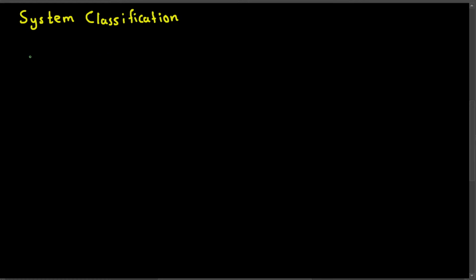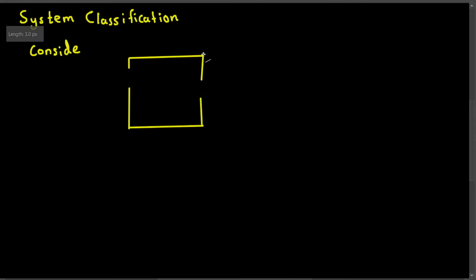System classification. Now let's look at a circuit with a capacitor. This is a simple circuit with a current flowing. Here the current is I of t, and here's a capacitor, and the capacitor is C.